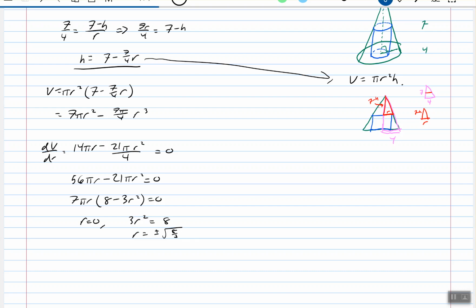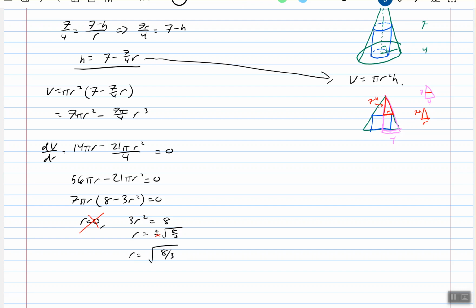Why? Radius of 0. That makes no sense. What does it mean to have zero radius? It's a straight line. Don't really care. Now, what about negative radius? Don't care again. So the only critical point we care about is r is equal to the square root of 8/3.